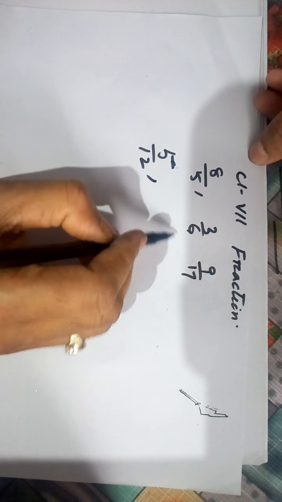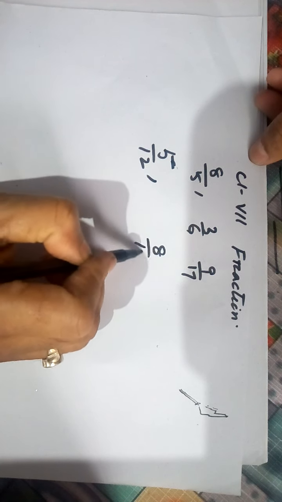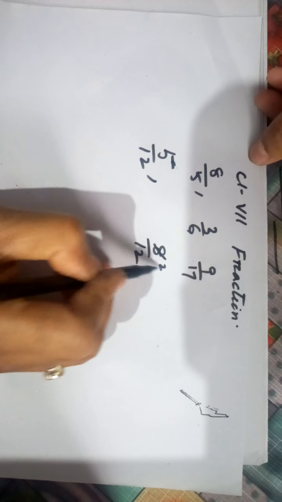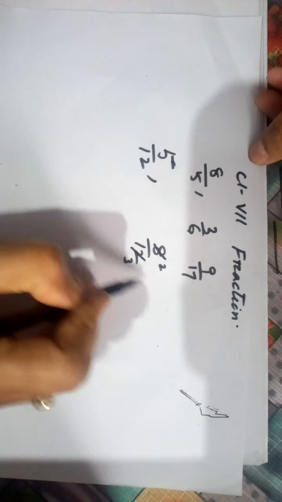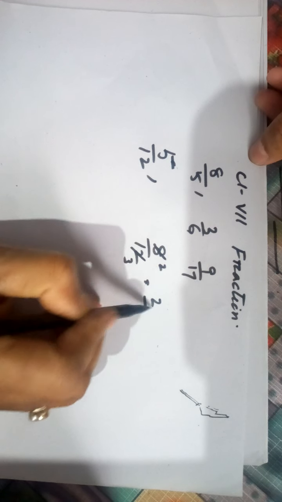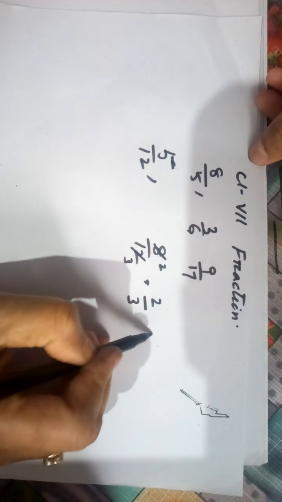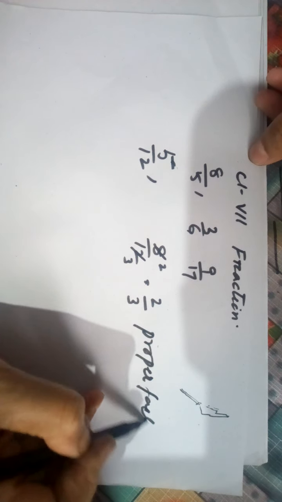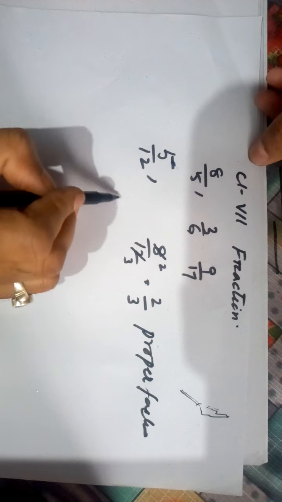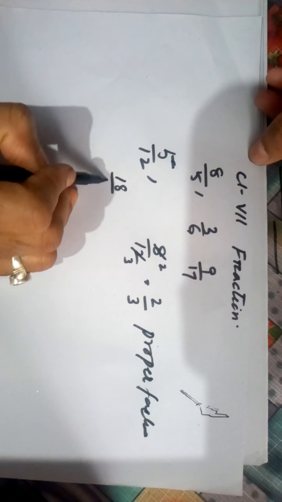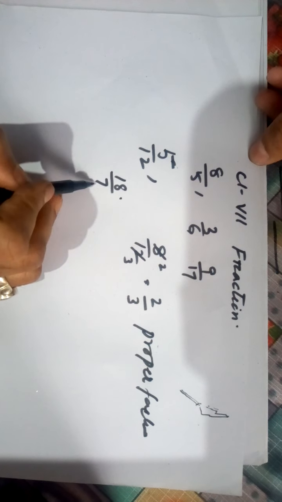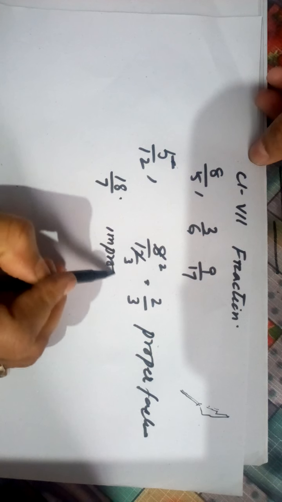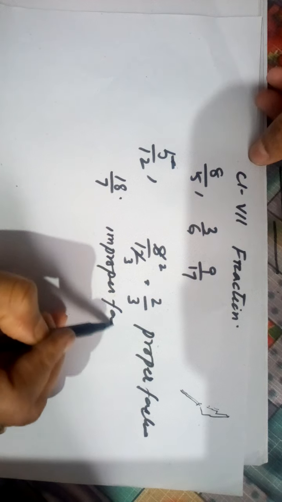Suppose one number I'm given is 8 by 12. Cut by 4, you get 2, cut by 4, you get 3, then 2 by 3. This is the proper fraction. This is called the proper fractions. And suppose 18 by 7, the numerator is greater than the denominator. This is called the improper fraction.